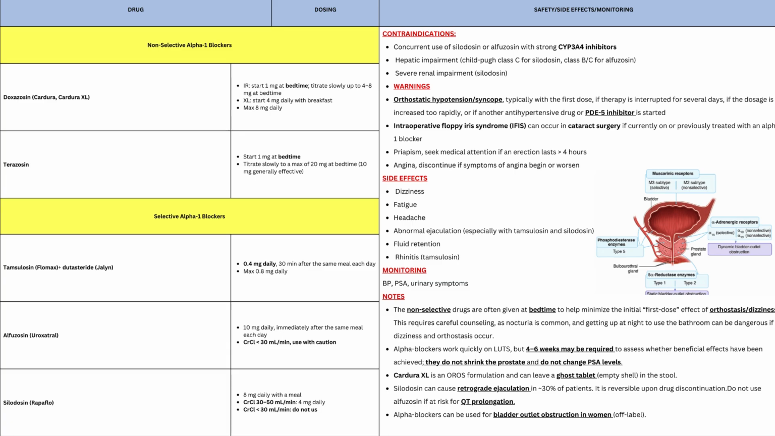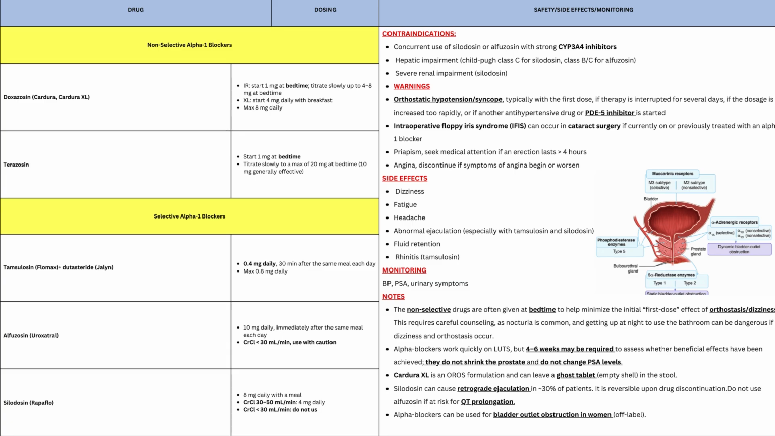Now let's see selective alpha 1A blockers. Starting with tamsulosin, branded as Flomax. The dose is 0.4 milligram daily, taken 30 minutes after the same meal each day. The maximum is 0.8 milligram daily. It is also available in combination with dutasteride. Coming to the next selective alpha 1A blocker, alfuzosin, branded as Uroxatral, 10 milligram daily, taken immediately after the same meal each day. If creatinine clearance is under 30 ml per minute, use this with caution.